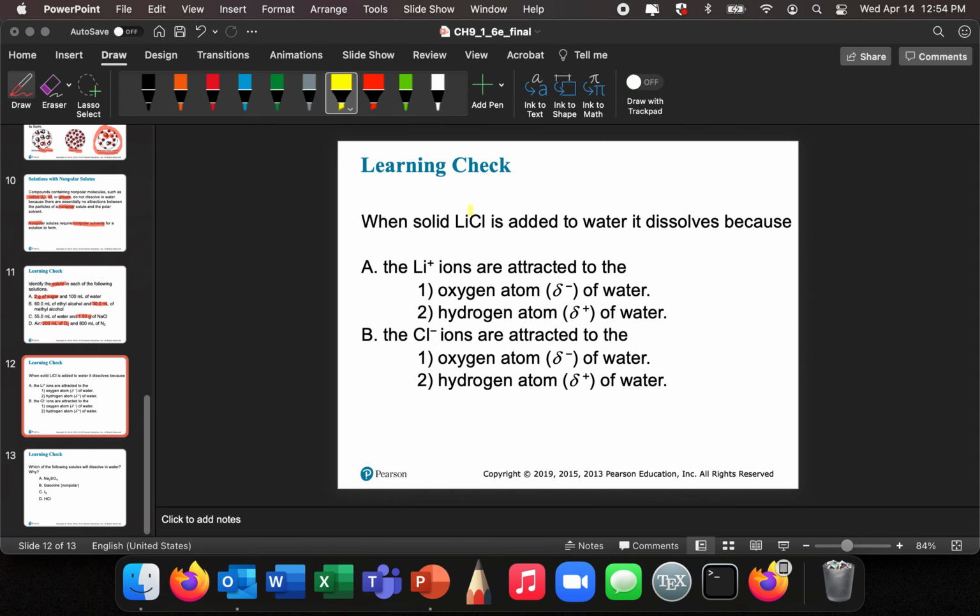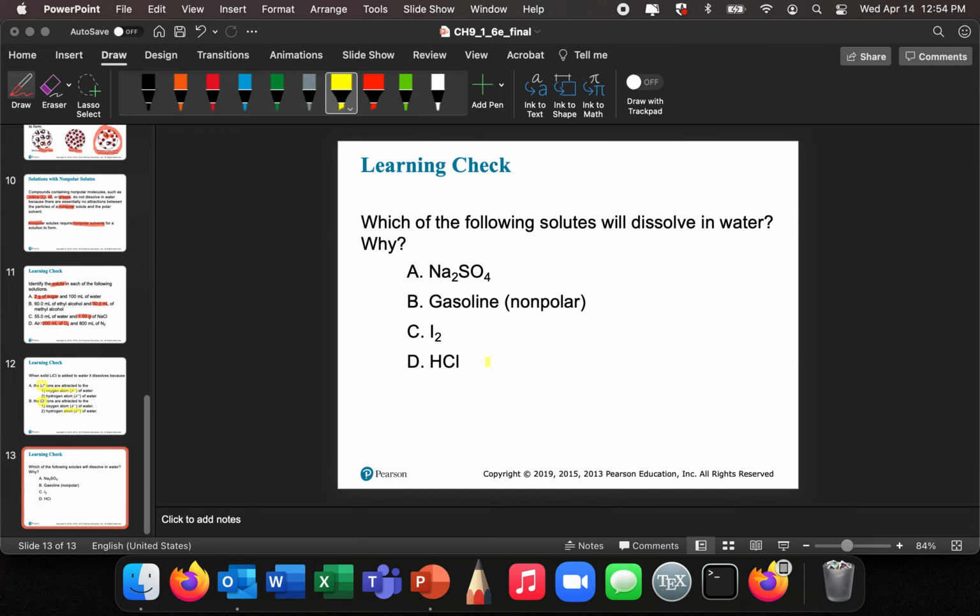When solid lithium chloride is added to water, it dissolves because what? Well, you've got the lithium ions, which are plus. They're going to be attracted to the partial minus of the oxygen atom, right? And the chloride ion, which is minus, is going to be attracted to the partial positive of the hydrogen atom. Okay? All right.